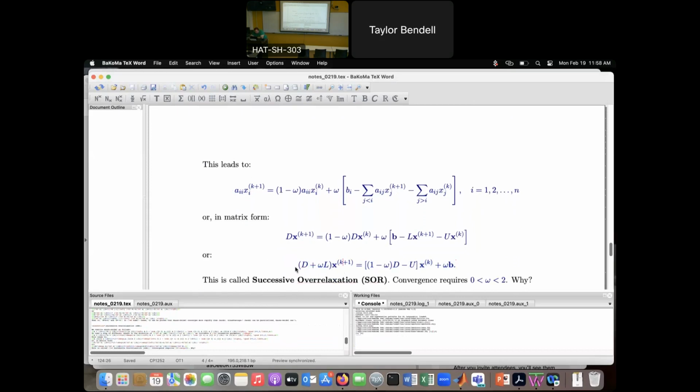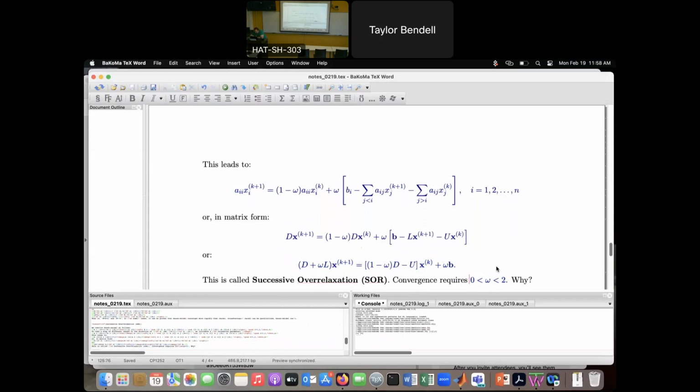Okay, so we're still solving a lower triangular system every iteration. It's just that instead of D plus L, it's D plus omega L. So if omega equals 1, then this is just Gauss-Seidel all over again. But we're mostly interested in applications with omega greater than 1. That seems to be advantageous. In fact, in order to have convergence, omega has to be strictly between 0 and 2.